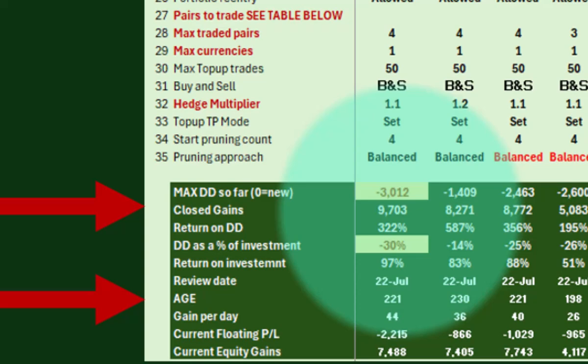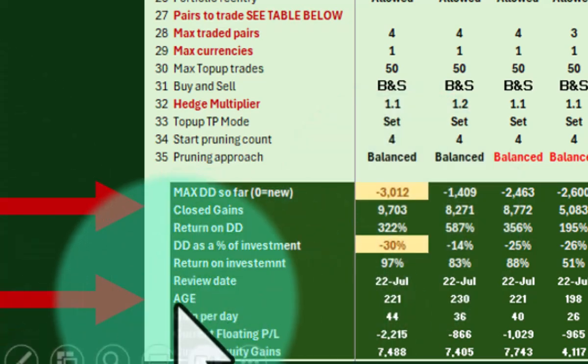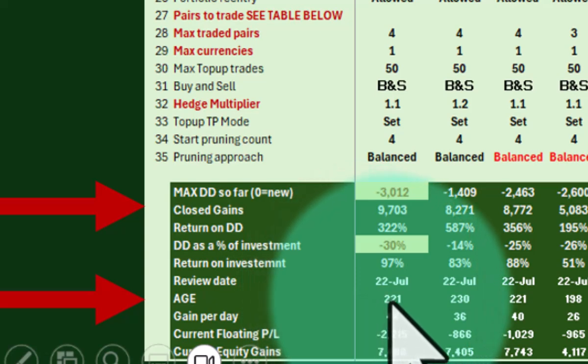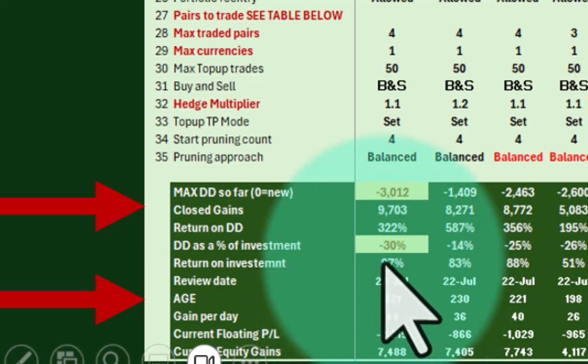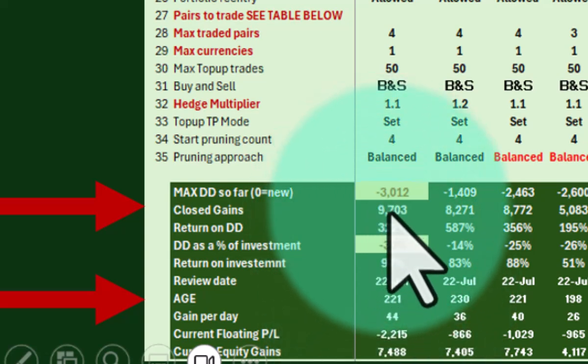Now, the sad thing is, if you say, oh, this is a fantastic account, I want to now start trading it, remember, you are on day one. This account is, in fact, on day 221. So that is why it has reached the print money zone.